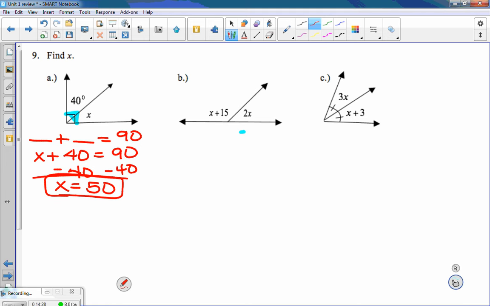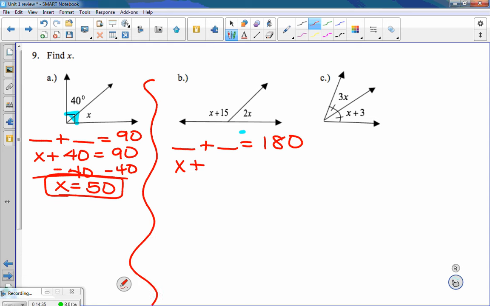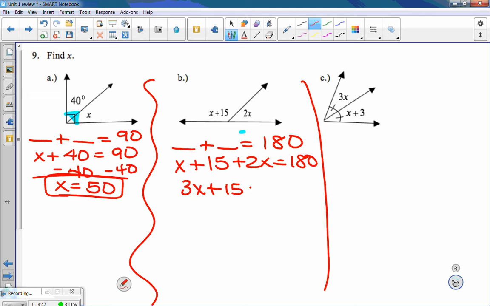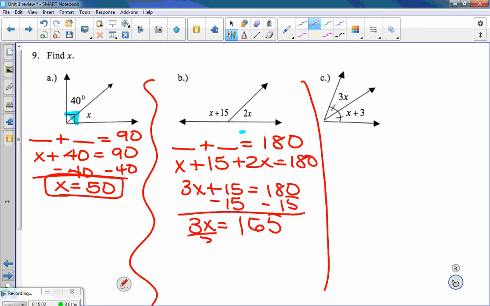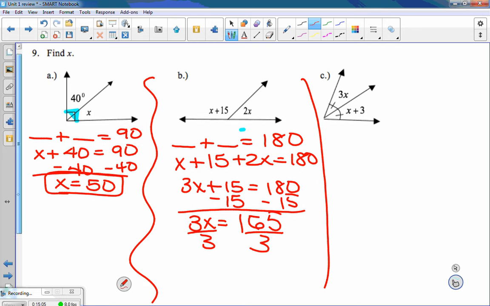So, again, this is blank plus blank equals 180. X plus 15 plus 2x is equal to 180. This becomes 3x plus 15 is equal to 180. Subtract 15 from both sides. 3x is equal to 165, sorry, divide by 3, x is equal to 55, right?